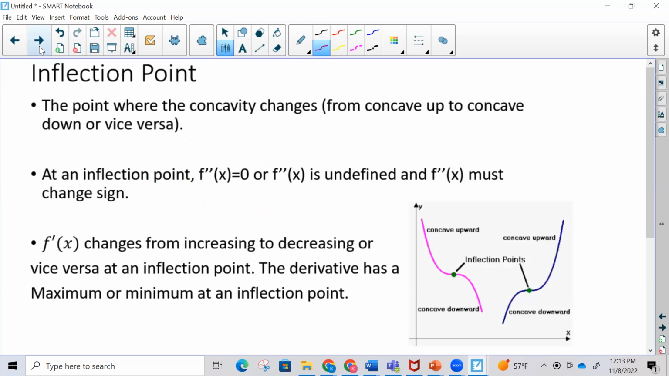So then we have this thing called the inflection point, and an inflection point is where the concavity changes. It changes from concave up to concave down or vice versa. At an inflection point, the second derivative is 0 or undefined. Again, in this class, we're mostly going to do that the second derivative is 0. And the second derivative must change sign. You need to check that. There's cases where it will not change sign, and that's not an inflection point.